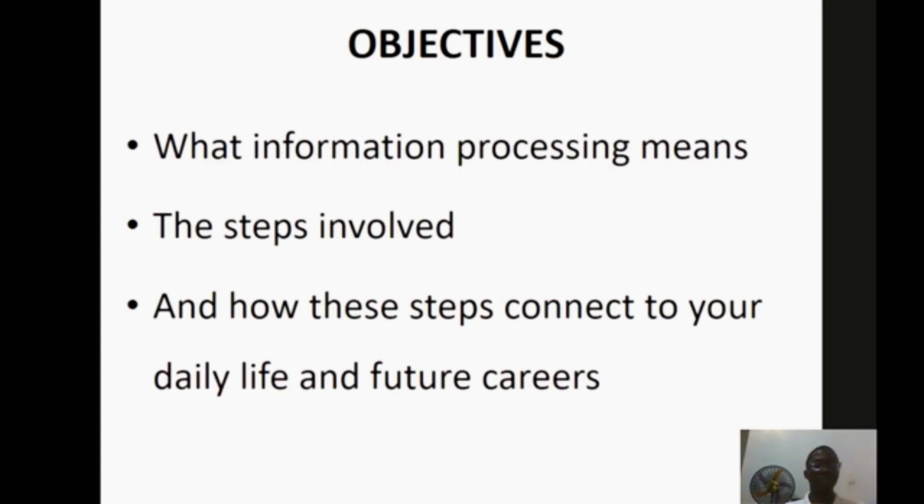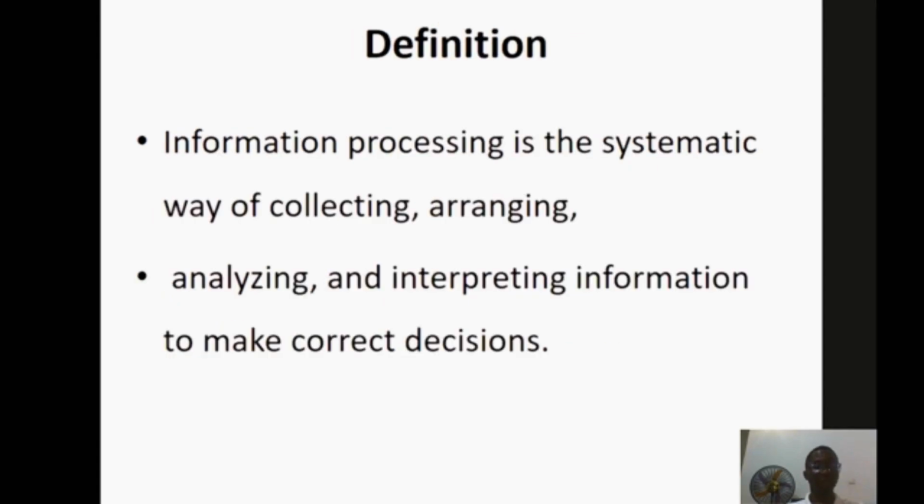So at the end of today's class, we'll be looking at the information processes, what it is, what it means. We'll look at the steps involved in information processing and how these steps connect to your daily life and future careers. Starting with the definition, what is information processing? Information processing is the systematic way of collecting, arranging, analyzing, and interpreting information to make correct decisions. So basically the aim is to make correct decisions.